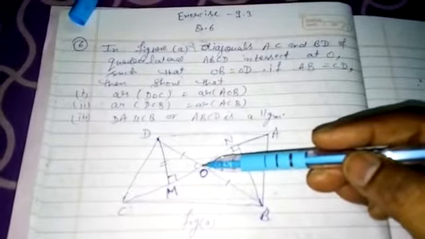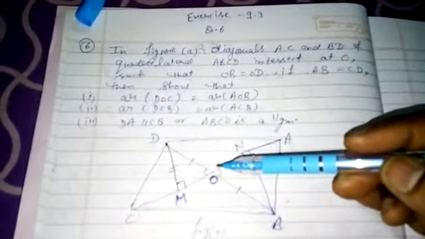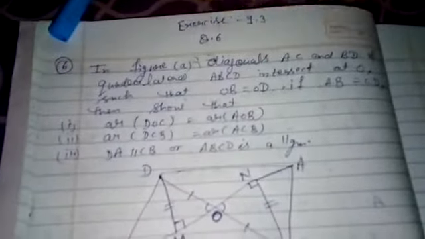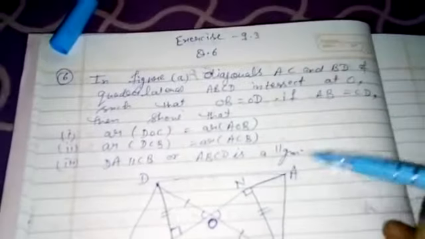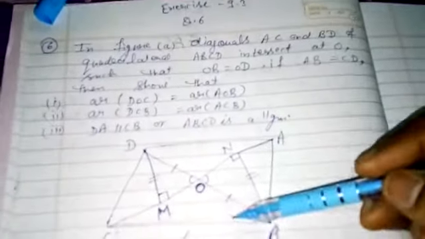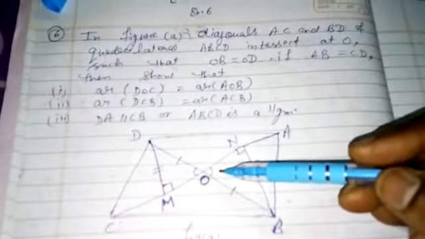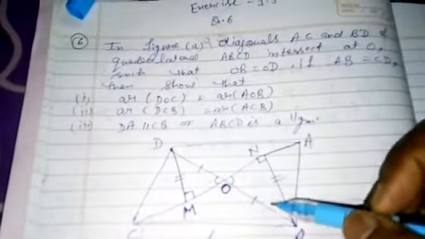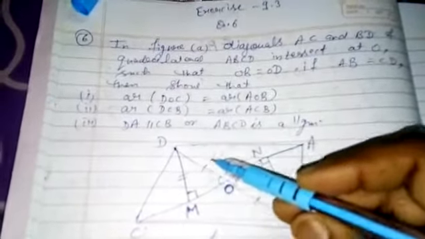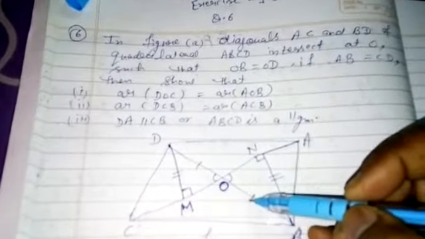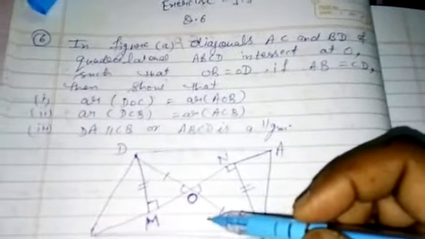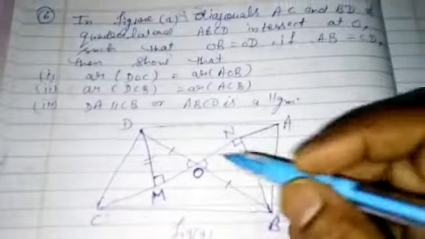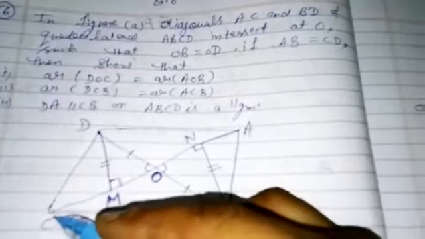They intersect each other at O, such that OB is equal to OD. It is given to us that OB is equal to OD. That's why I have applied this equal sign, meaning this side is equal to this side. And AB is equal to CD, this is also given to us.